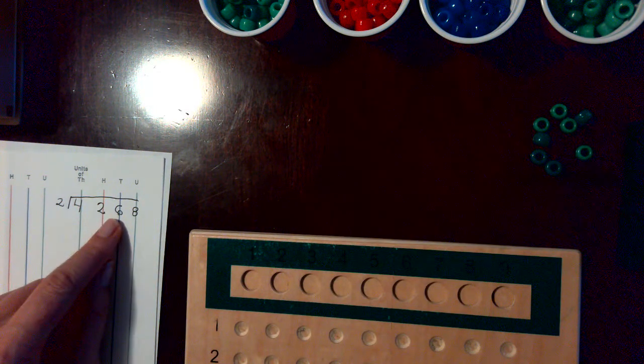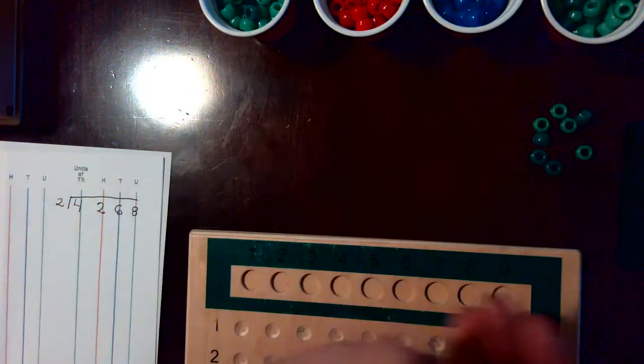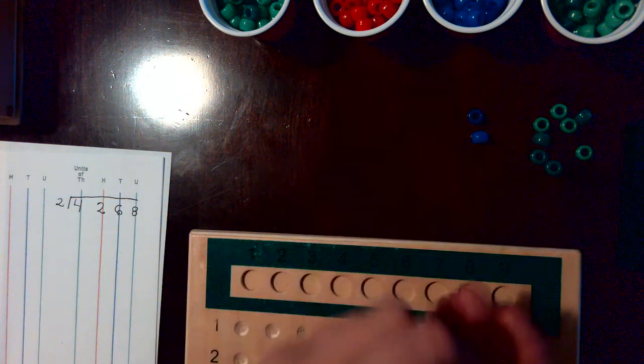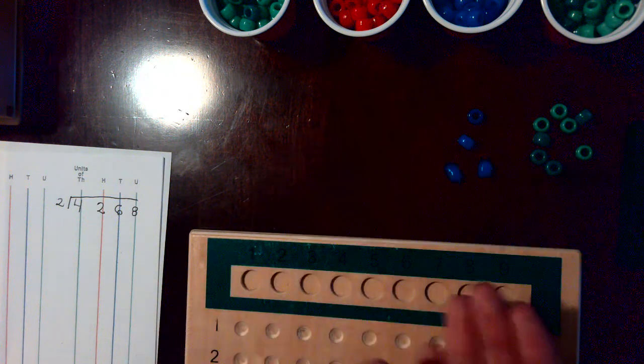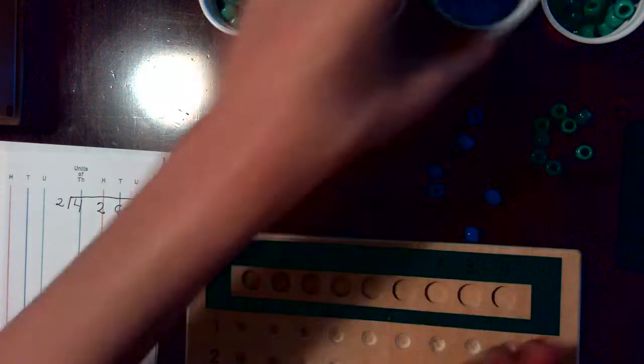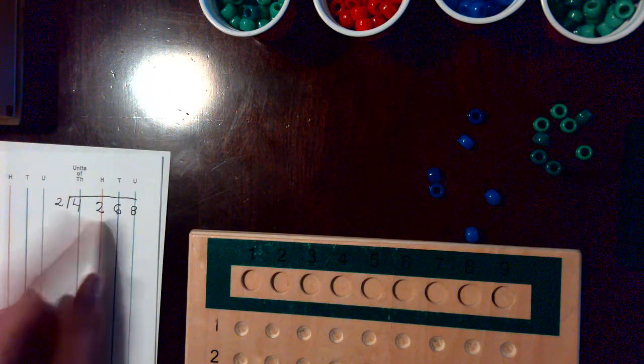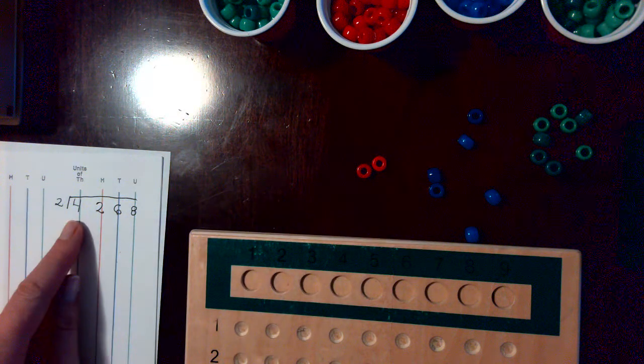Next, we'll count out our tens, and we count out 6 of them. 1, 2, 3, 4, 5, 6. Next are hundreds. How many hundreds do we take? Yep, 2. 1, 2. And next are units of thousands, and we take 4.